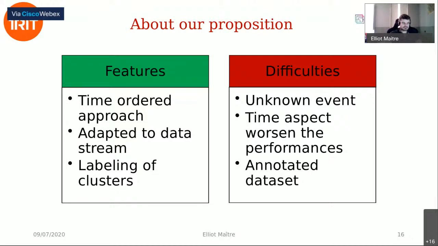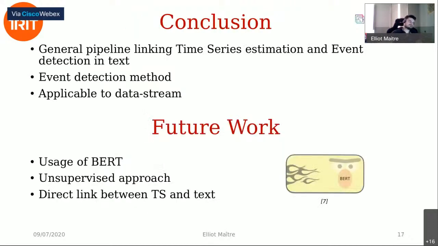And then the current proposition uses an annotated dataset to train the neural network, which might not be really available for us because we are working on a particularly specific domain, which is commodity stocks, and there is probably not labeled data about this domain. So in conclusion, we presented a general pipeline linking time series estimation and event detection in text.